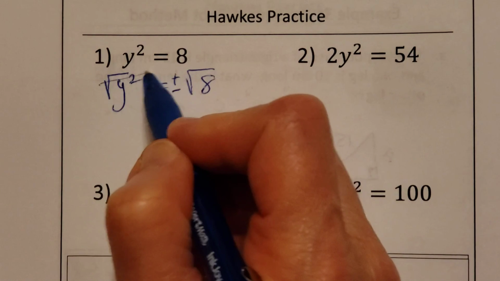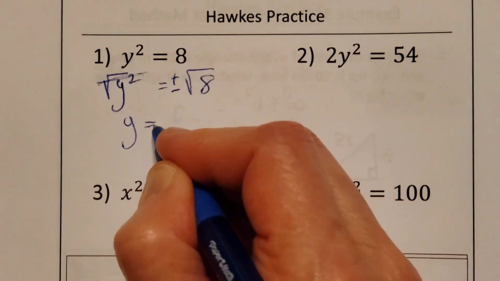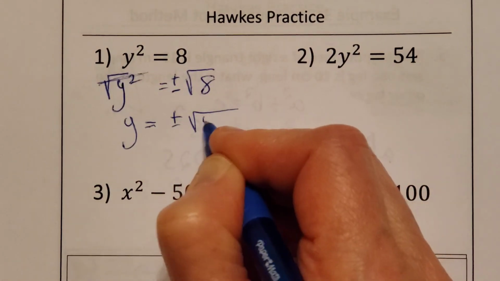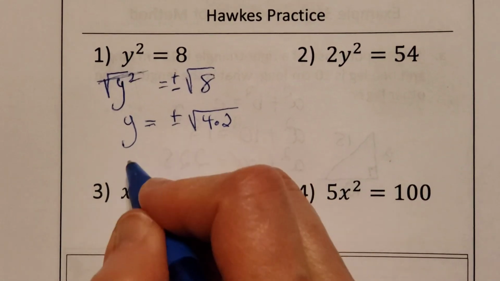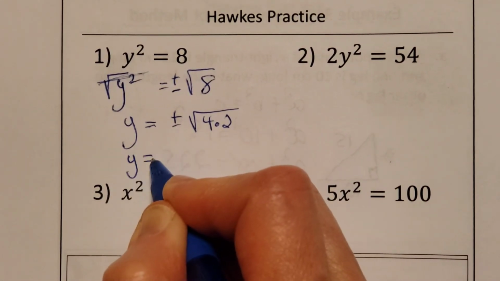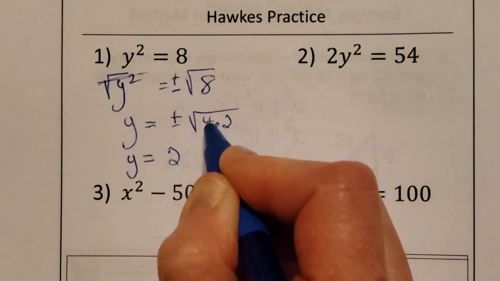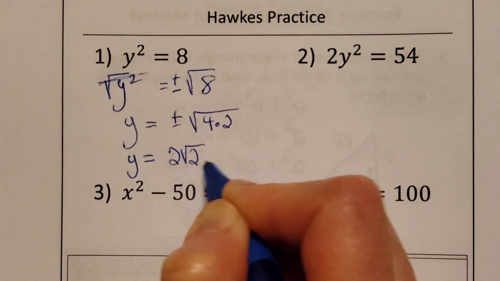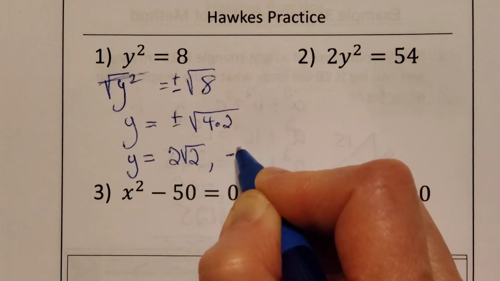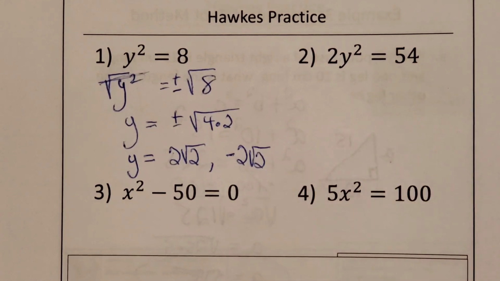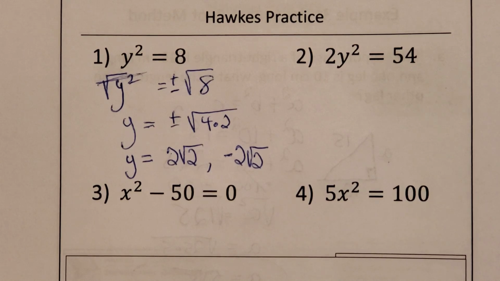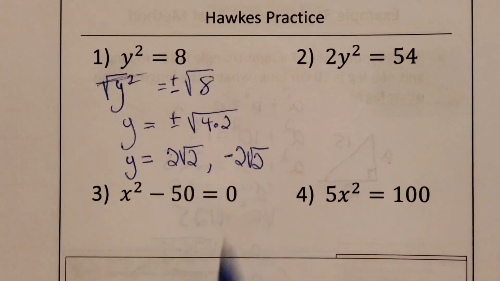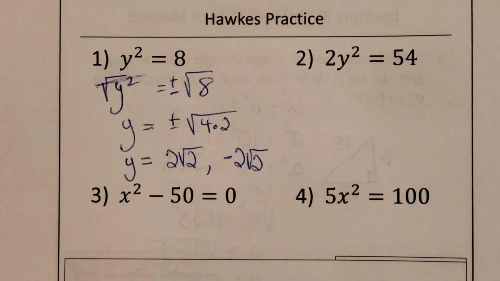So the square root of y squared is y. 8 is 4 times 2, right? And isn't 4 a perfect square? So y is equal to positive 2, which is the square root of 4, 2 square roots of 2, and negative 2 square roots of 2. Like I said, in Hawks, you'll have to enter those answers separately.